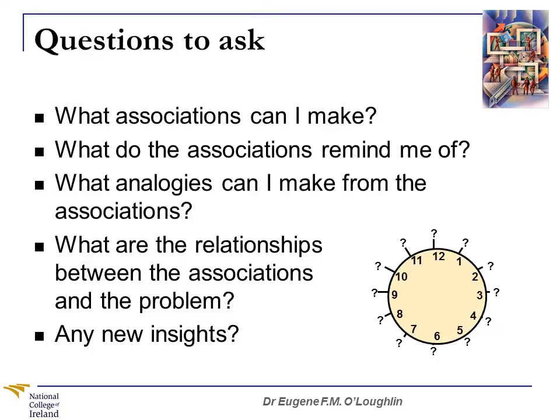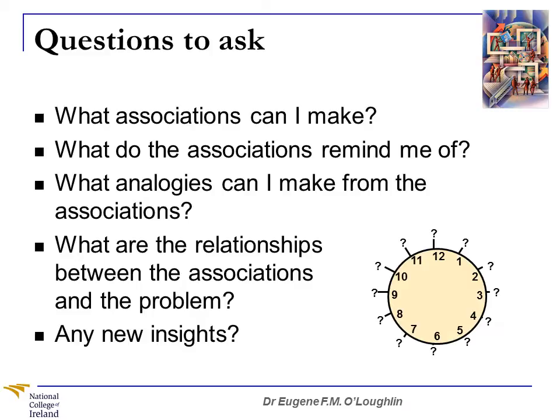So there are some questions that we need to ask once we are doing this. So the first question is, what associations can I make? So we're using the dice to generate these randomly for us. Secondly, what do these associations remind you of? Is there a problem that was solved in the past? Is there an idea that somebody else came up with based on these associations? Jog your memory and see if something can come from those cells of memory in the back of your mind of problems that you have solved before. Thirdly, what analogies can you make from the associations? Is there something else that you can compare them to?